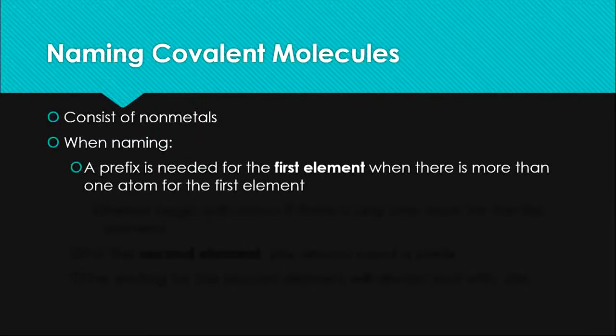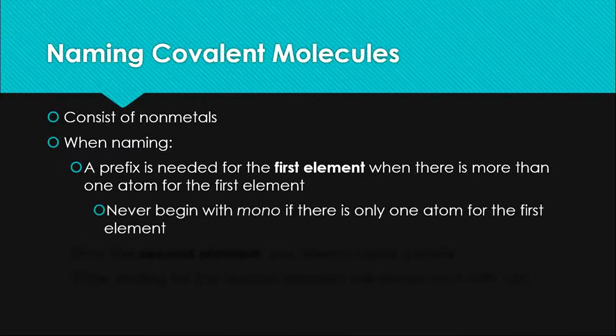So when we name, a prefix is needed for the first element when there is more than one atom for the first element. So we never begin with mono if there is only one atom for the first element. For example, we say carbon monoxide, not monocarbon monoxide.